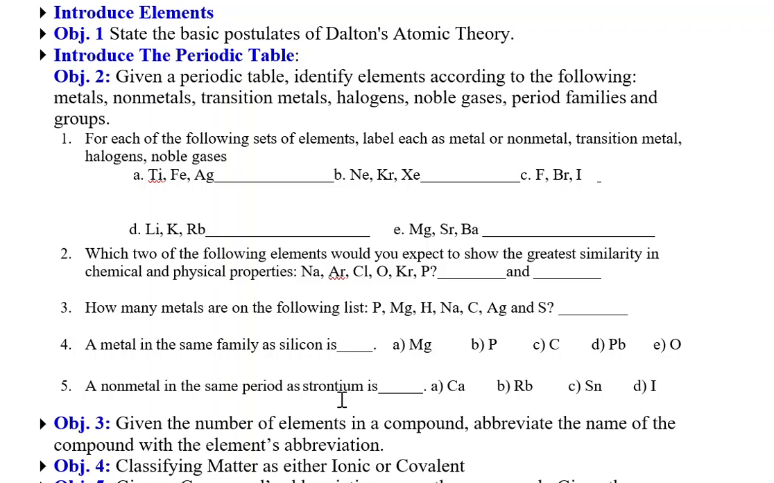So that's the kind of thing I'm going to want you to be able to do. I'm going to want you to be able to give me a metal, identify it, to know which way periods go, which way families go, and the fact that elements that are in the same family have similar characteristics. So that's a real quick introduction to the periodic table.